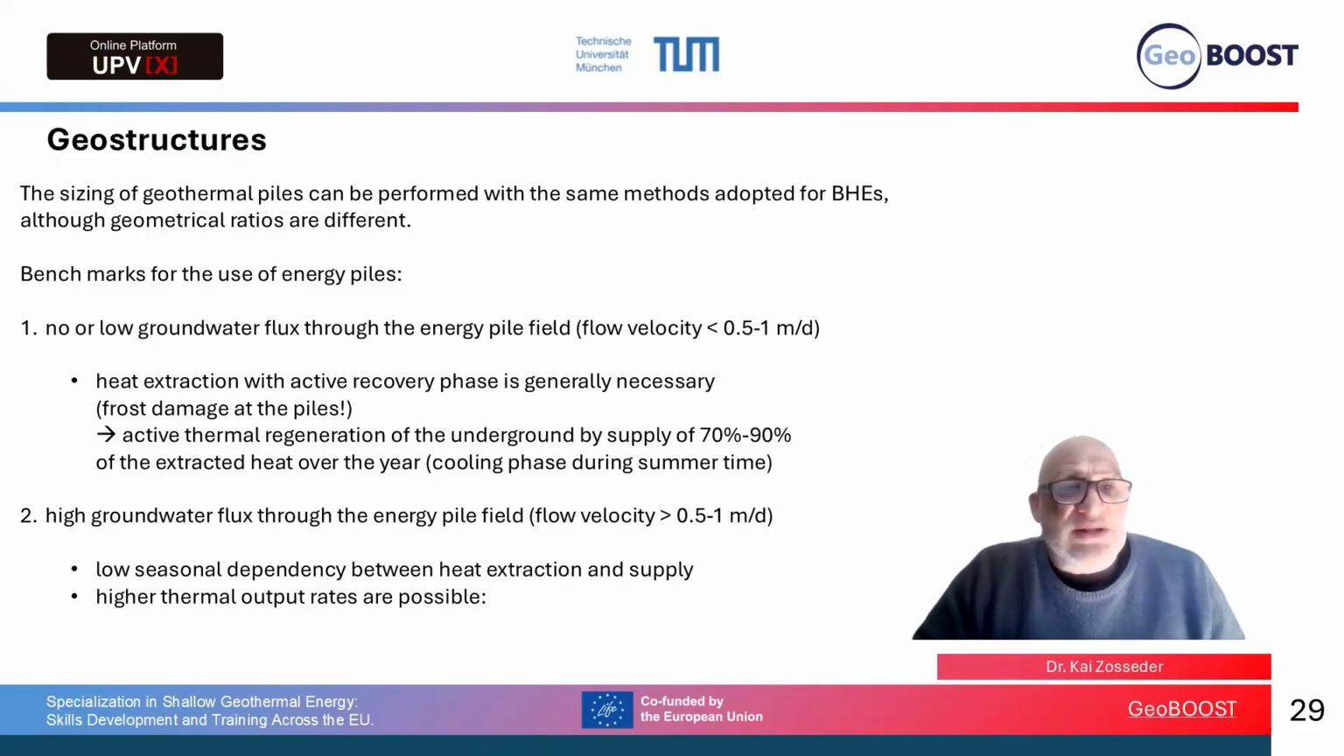Of course, this is especially the case if you do not have a high groundwater flux. If you have a high groundwater flux in the underground, this is very favorable for geostructures, because then the groundwater brings heat to the geostructures, to the piles, and you can recover the underground. So this means that you have a low seasonal dependency between heat extraction and supply, and higher thermal output rates are also possible here.